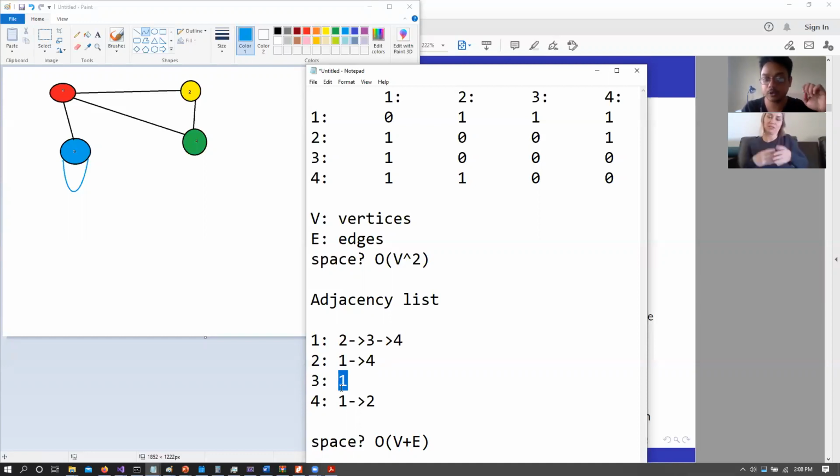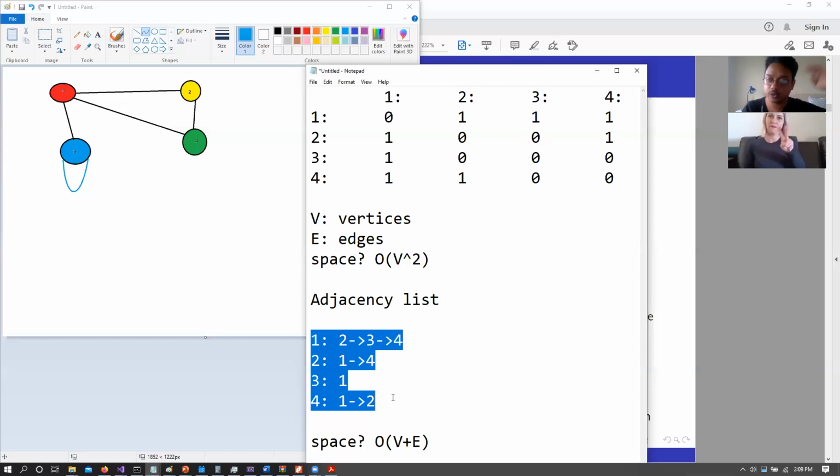Because it is going to be 2 ways, right? So let's say take one edge from 1 to 4 and take the other edge that is from 4 to 1. So each edge takes up 2 spaces. And since we have 4 vertices, we need 4 such lists. So together this makes up big O of V plus E. Right, so the space complexity for this particular representation is V plus E.